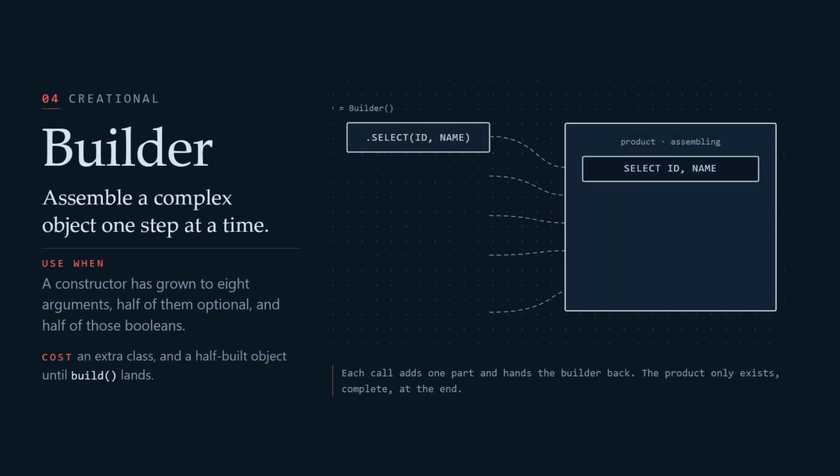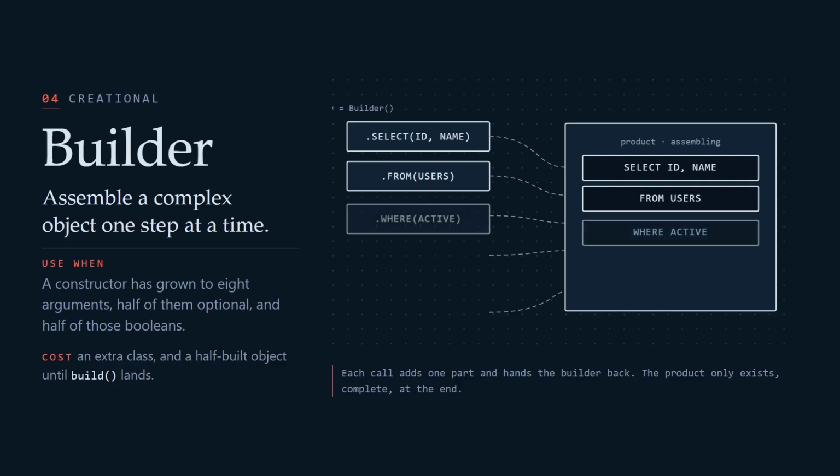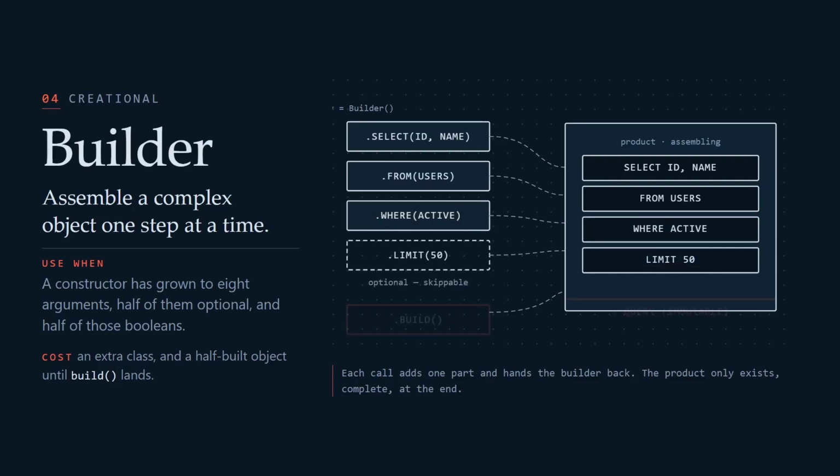Each call adds one part and hands the builder back. Optional steps get skipped, the order stays fixed, and the finished object only exists after build. Reach for it when a constructor has grown 8 arguments, half of them optional.